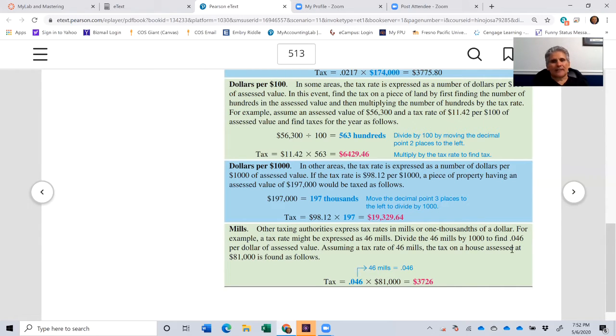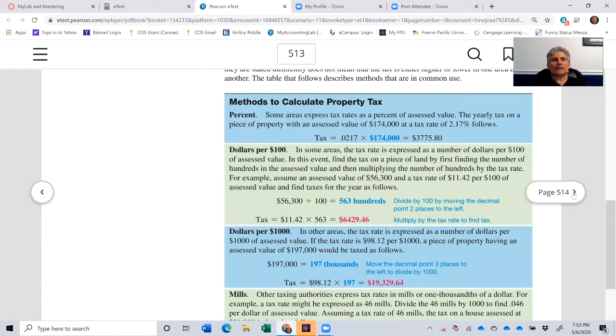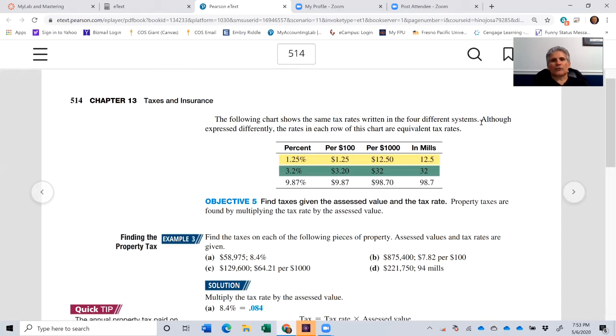And let's say the assessed valuation is 81,000. So you'll take 46 mills, which equals 0.046. We'll multiply that by 81,000, and that gives us 3,726. So those are four different ways of computing property tax. The following chart shows the same tax rates written in 4 different systems. Although expressed differently, the rates in this chart are equivalent tax rates.